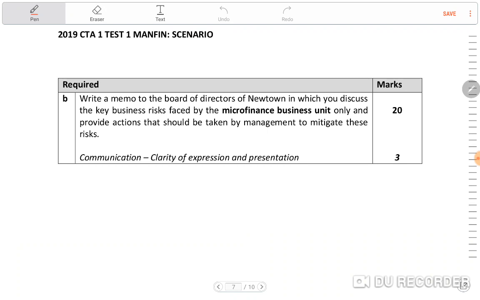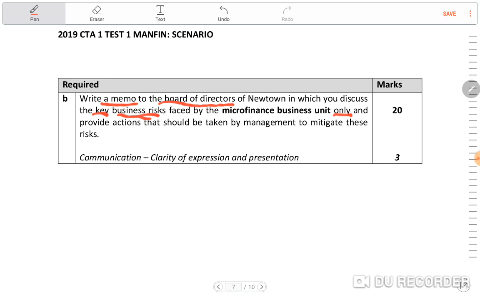So Required B wanted you to write a memo to the Board of Directors of Newtown in which you discuss the key business risks faced by the microfinance business unit only and provide actions that should have been taken by management to mitigate these risks, giving us a total of 20 marks. And for this required, communication skills, that is clarity of expression and presentation, was 3 marks.